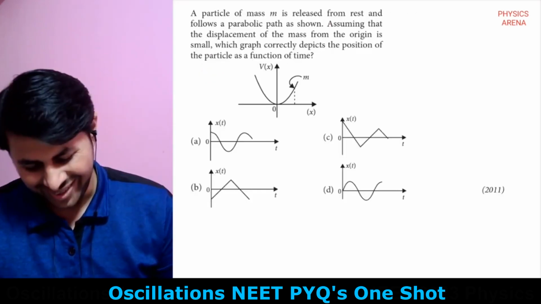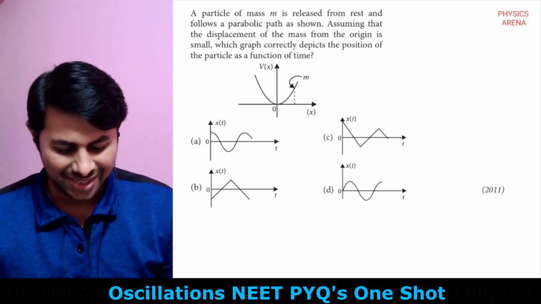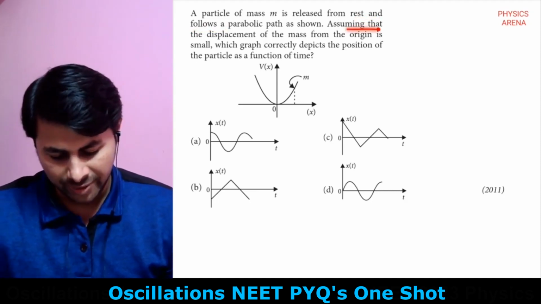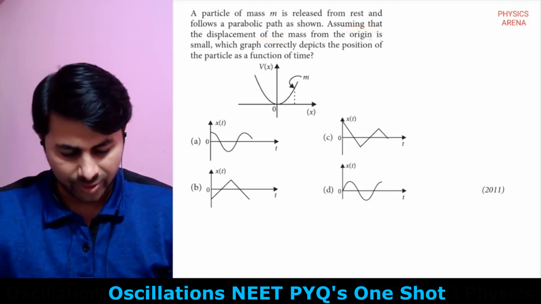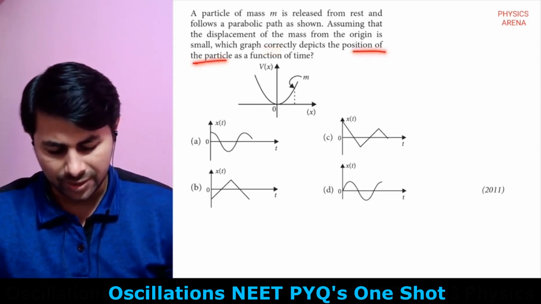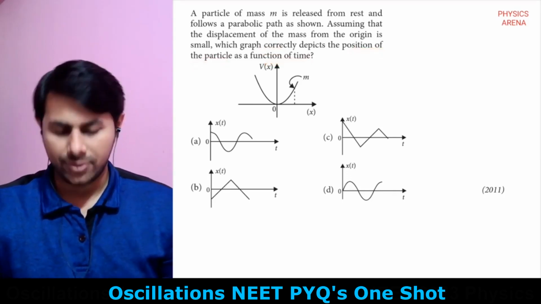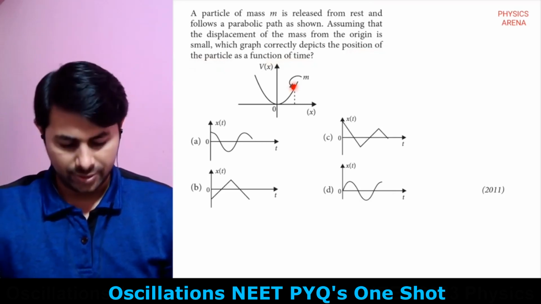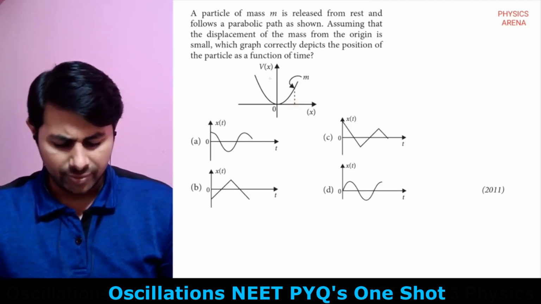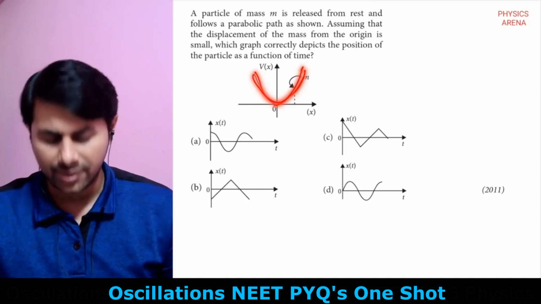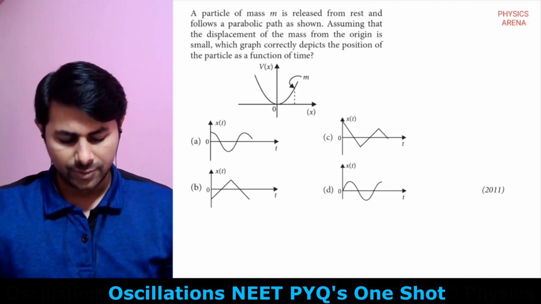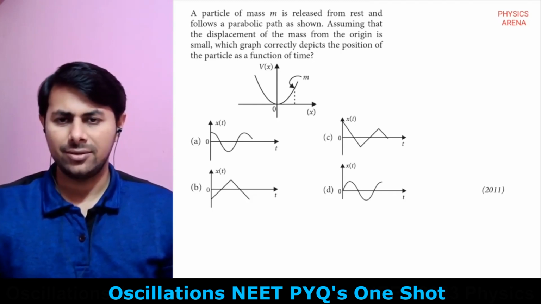Only option D. A particle of mass m is released from rest and follows a parabolic path as shown. Assuming that the displacement of mass from the origin is small, which graph correctly depicts the position of the particle as a function of time? So see, the particle is released from this position. Then because the potential energy function is like this, it will perform simple harmonic motion. So which one is the answer?